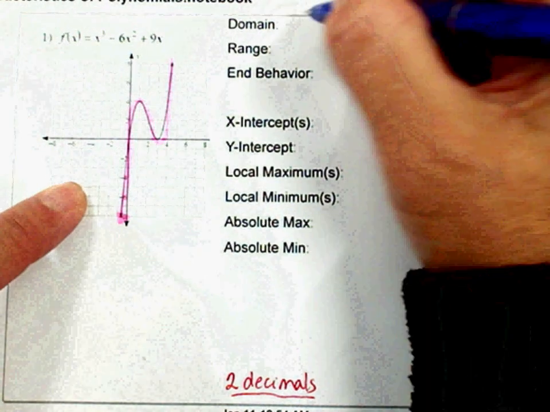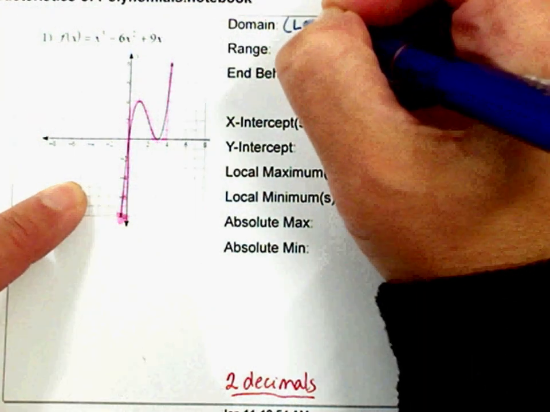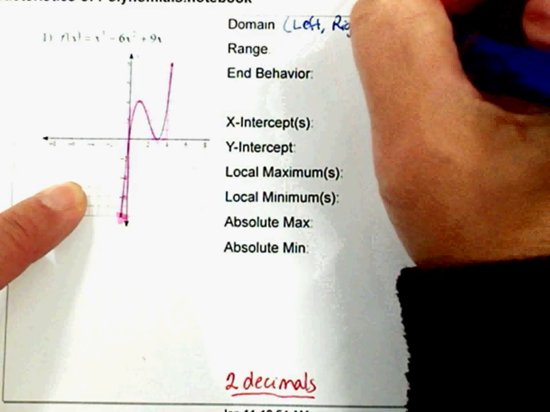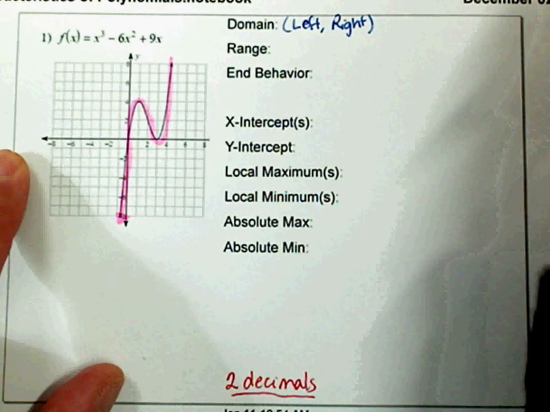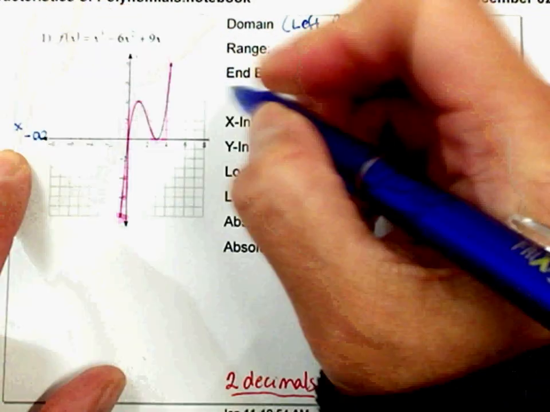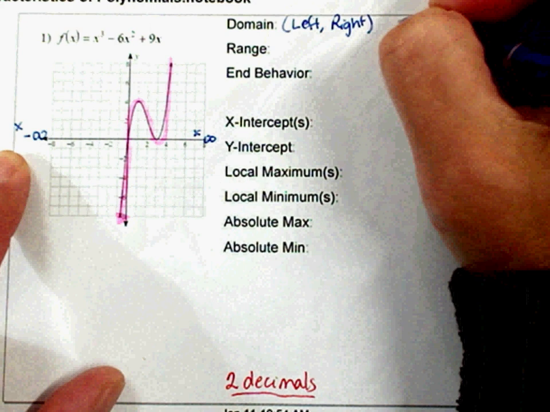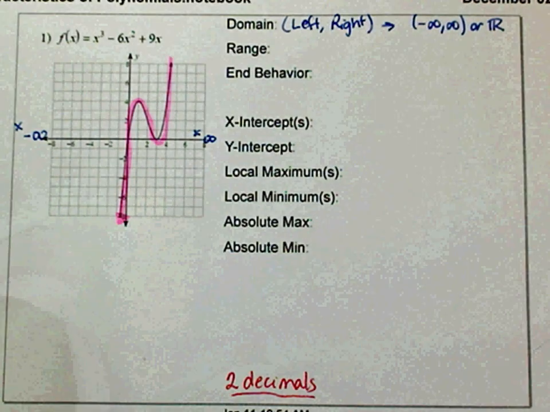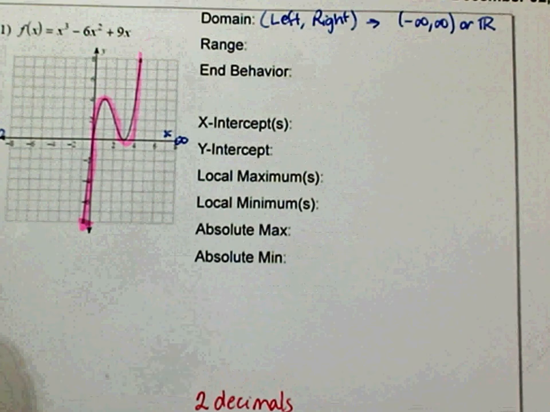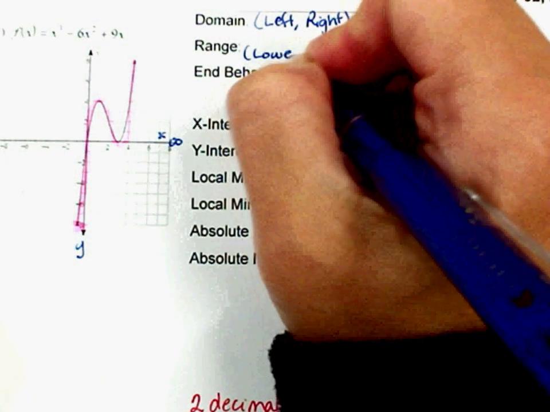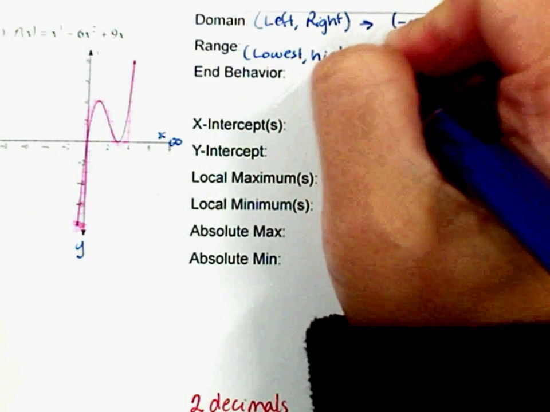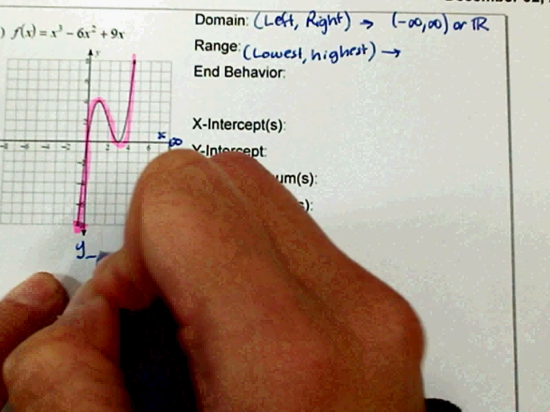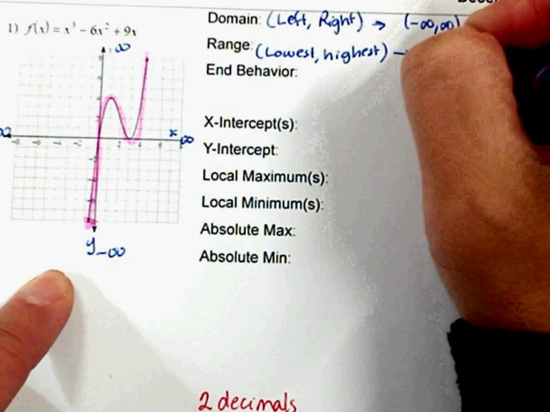Your domain is from left to right. So since it's left, comma, right, let's look at this graph. How far to the left is this graph starting? It's starting at negative infinity on the x value, going all the way to the right. So another way I can say this is negative infinity to positive infinity, or you can write all real numbers. Your range goes from your y value. It goes from the lowest, comma, to the highest. So my range here is going to be from negative infinity for my y, all the way to positive infinity, which is the same as all real numbers.